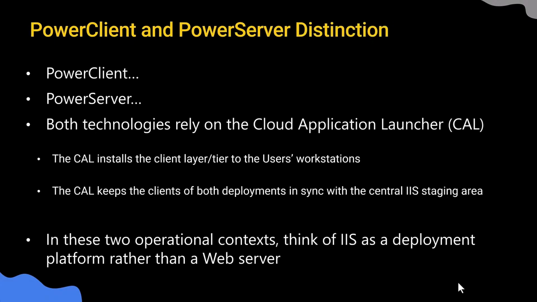So let's talk about the distinction between PowerClient and PowerServer deployed applications. PowerClient, PowerServer, both technologies rely on the Cloud Application Launcher. The CAL installs the client layer or tier for both to the user's workstations. The CAL keeps the clients of both deployment types in sync with the central IIS staging platform. In these two operational contexts, think of IIS really as a glorified deployment platform rather than acting as a web server.